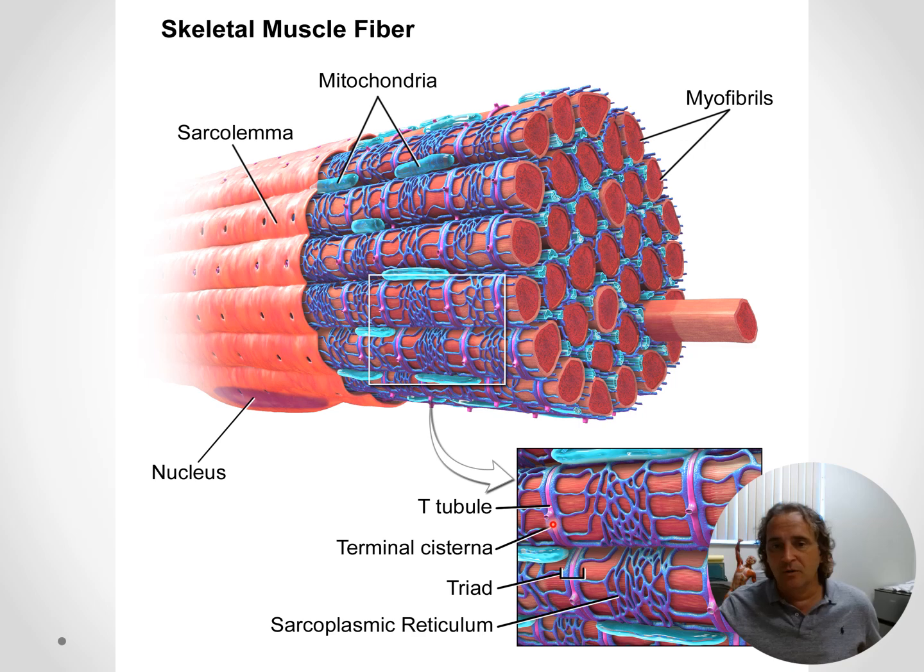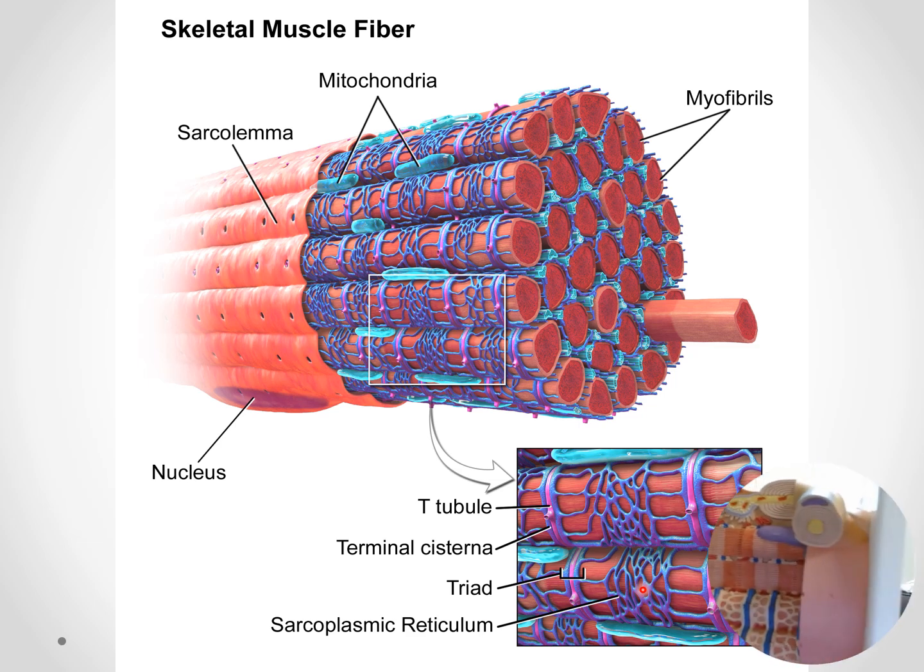So you have a T-tubule running down the middle, and on each side of the T-tubule you have a terminal cisternae. There are two terminal cisternae and one T-tubule, so 1, 2, 3, that equals a triad. And in between those T-tubules and those terminal cisternae, that's the sarcoplasmic reticulum.